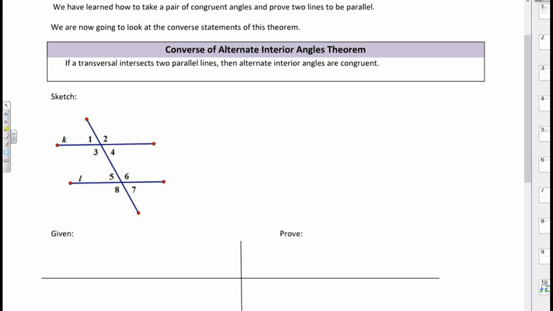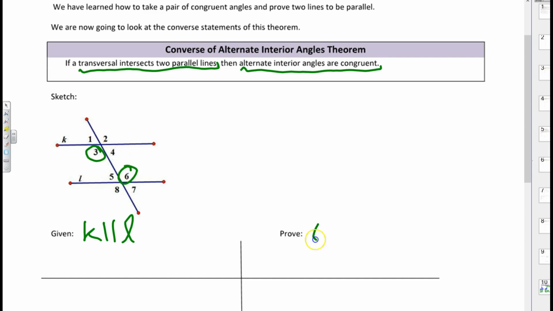So the converse is really similar, except now we're starting with the given that we have two parallel lines. So my given is that K is parallel to L. And what I want to show is that if I'm given two parallel lines, then my alternate interior angles are congruent. So in this case now, I want to show that 3 and 6 are congruent. Angle 3 is congruent to angle 6, okay?